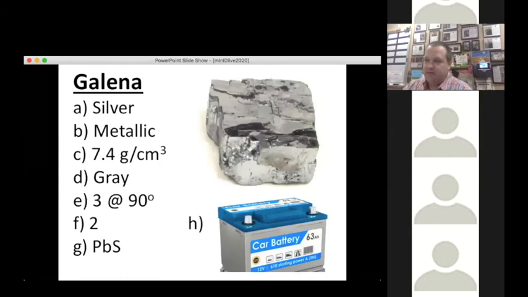Next mineral was galena. This is probably my favorite mineral. I just think it is beautiful. Galena has a silver color, A. Its luster is metallic. That's what makes it different from these other 2. It is heavy. In C, I asked you for density. It has a density of 7.4, very heavy. It's got lead in it, and lead is heavy and dense.